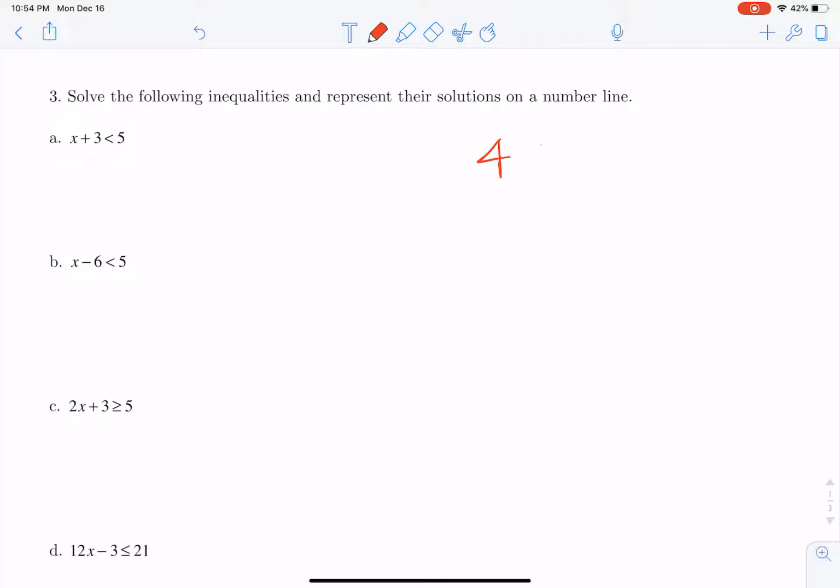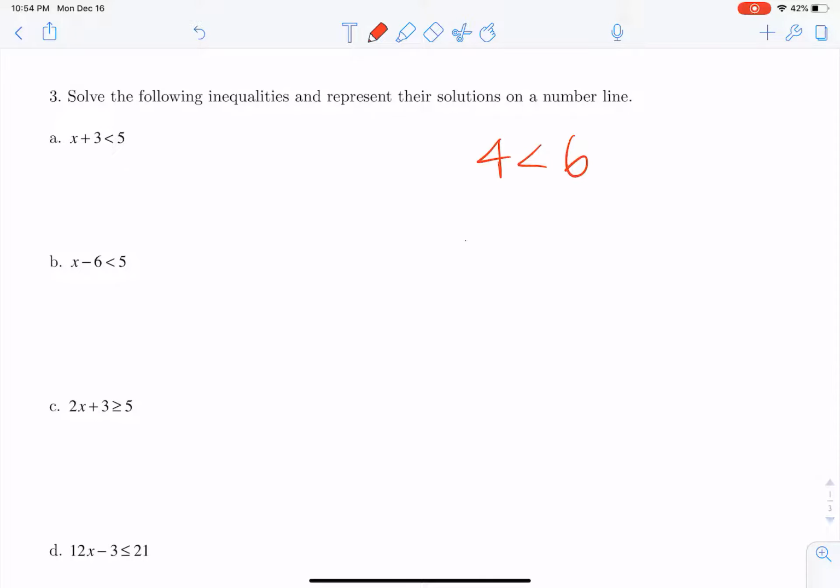Remember, we started with 4 is less than 6. And we talked about whether or not this was true, and we said this was true. On a number line, 4 is further to the left than 6 is. We also know that 4 is indeed less than 6.